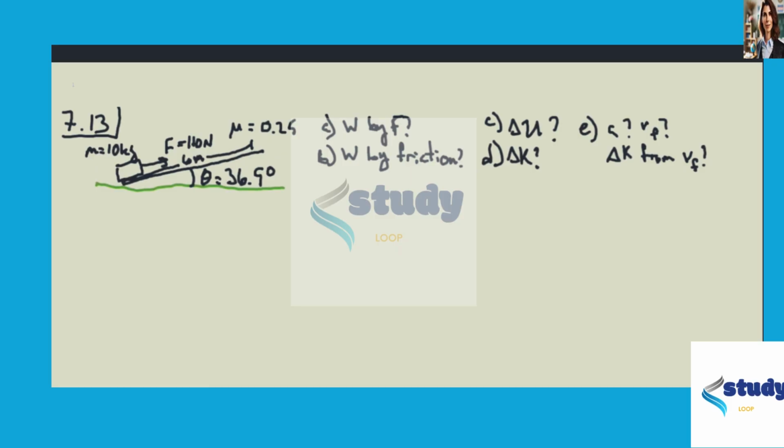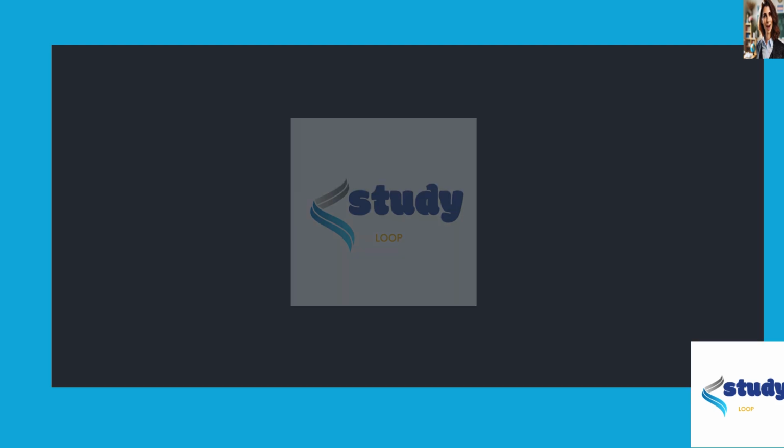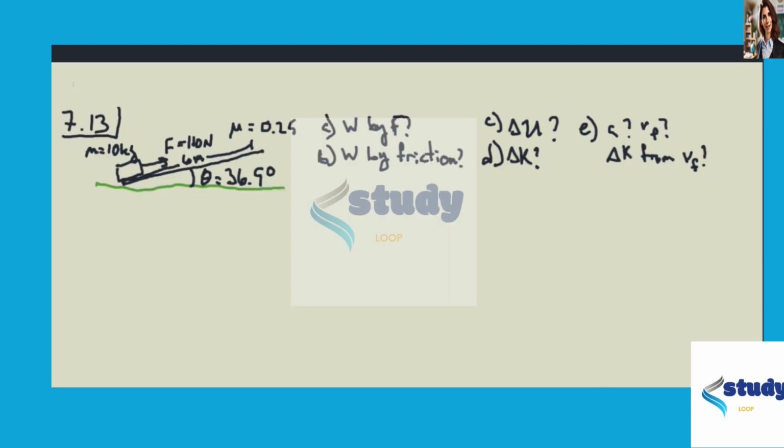So we want to find a bunch of things. We want to know what is the work that our force does. We want to know what is the work done by friction. We want to know the change in potential energy. We want to use these answers to compute the change in kinetic energy. And then we want to use the sum of F's equals ma to find the acceleration and then the speed, and then using that to compute the change in kinetic energy that way and compare to the previous part.